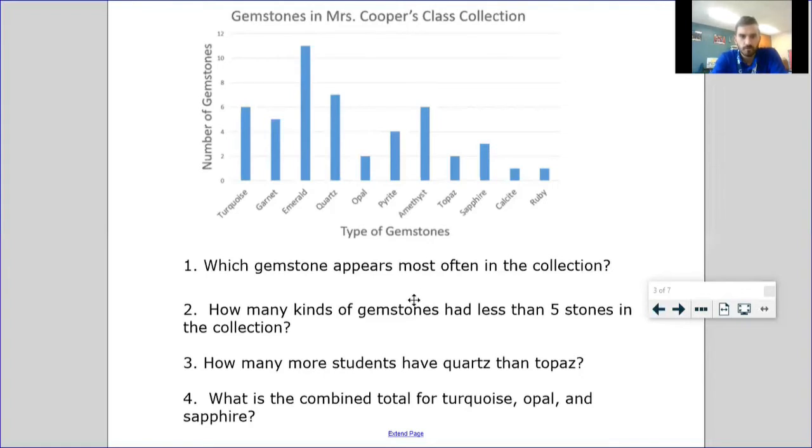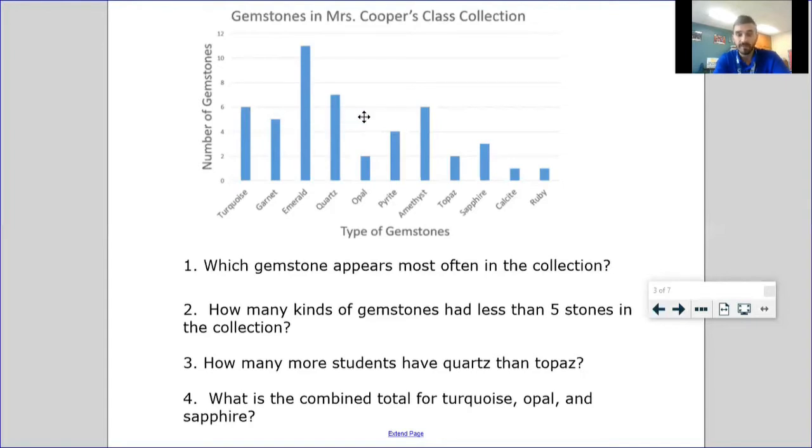So for number 2, it says how many kinds of gemstones had less than 5 stones in the collection? Less than 5. If it has 5, that's not less than 5, that is 5. The way I probably would have done this one is I would have found where 5 is and put my cursor right there, and I would have just traced over. Probably would have been easier with my finger, so I'll try to keep it straight and see how many bars are less than that. Like a garnet, I wouldn't count because that is 5. I'm looking for less than 5.